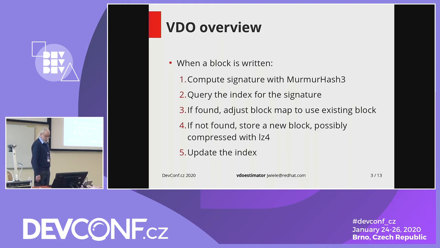And if the signature is not found, it allocates a new block from the underlying storage, writes the data to that block, possibly compressing it on the way with LZ4, and then adjusts the block map to indicate where that logical block is stored. And in this case, it updates the index.